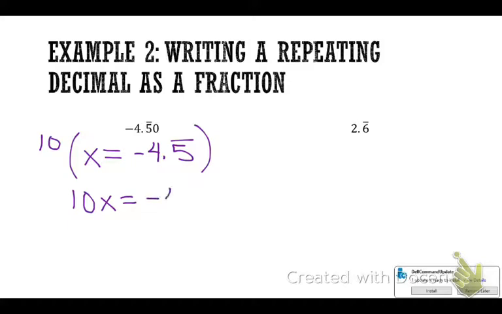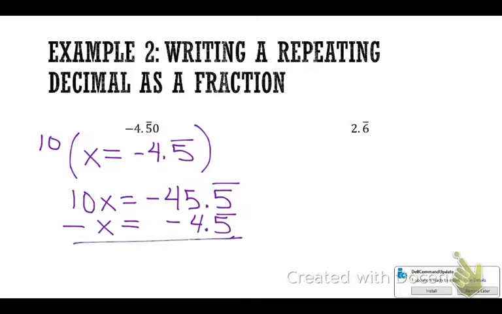10x equals negative 45.5 repeating. Okay, that's step 2. What is step 3? Minus the original equation. Minus x equals negative 4.5 repeating. Okay, now here's where I probably should have stopped you because you probably did not get this next part. Okay, so you're minusing the original problem. Which one is this? Negative 4.5. That's number 8.